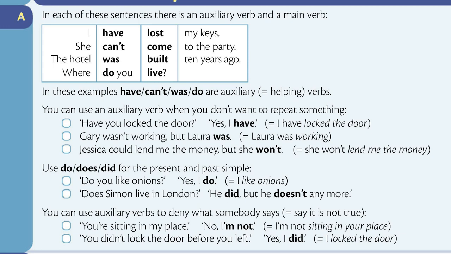You can use auxiliary verbs to deny what somebody says. You're sitting in my place. No, I'm not. You didn't lock the door before you left. Yes, I did.